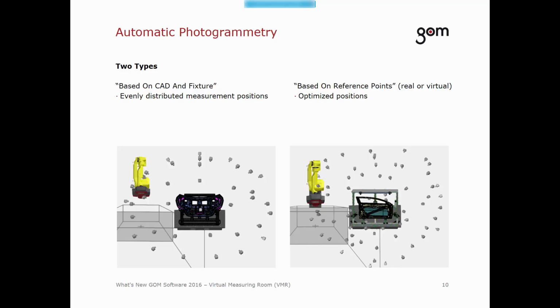Of course, you can choose the function based on CAD and fixture to create evenly distributed measurement positions even when reference points are available. After you've measured and created an actual point cloud based on the CAD and fixture, you can then optionally use the function based on reference points to generate an optimized photogrammetry measurement series.